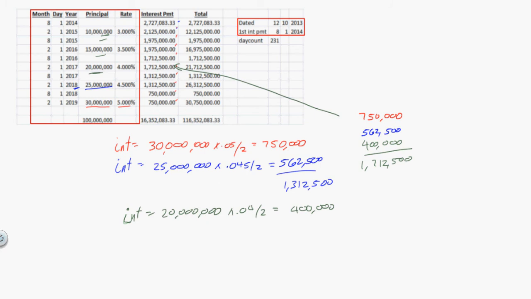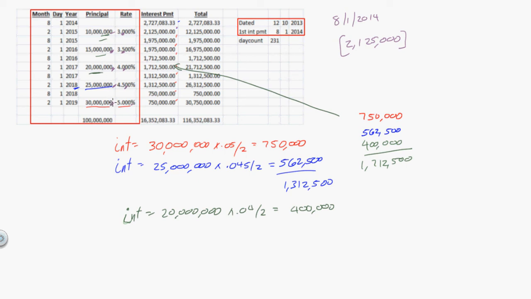Okay, so the last thing you have to deal with here would be the following. I have the first interest payment date. So in a normal interest period, on August 1st, 2014, I would pay $2,125,000. The reason I would pay that amount is because it would be this bond, $10 million times 3% divided by 2, plus $15 million times 3.5% divided by 2, plus $20 million times 4% divided by 2, plus $25 million times 4.5% divided by 2, plus $30 million times 5% divided by 2. In other words, at this first interest payment, all 5 of these bonds are still alive.